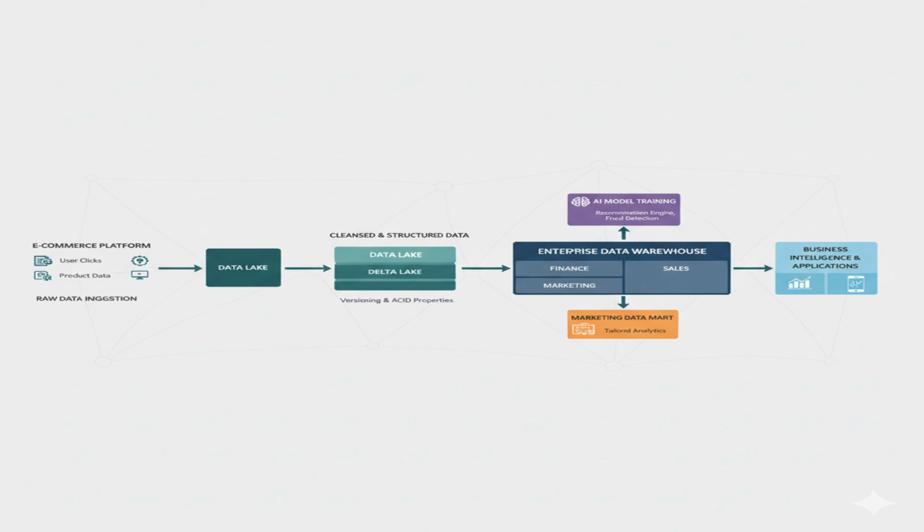Quick real-world example. An e-commerce company collects clickstream data, purchase transactions, and product info. Raw logs go to the data lake. Delta Lake ensures consistency and versioning. Engineers run ELT jobs into Snowflake. Marketing gets a data mart for campaigns. Data scientists query the lakehouse to train recommendation models. Everyone gets exactly what they need without crashing the system.